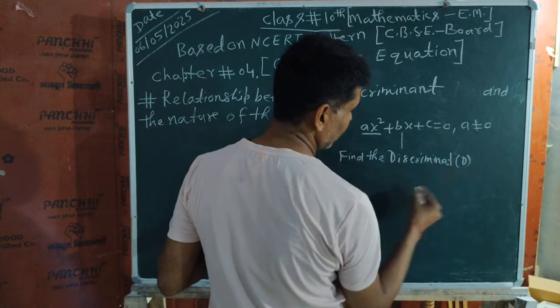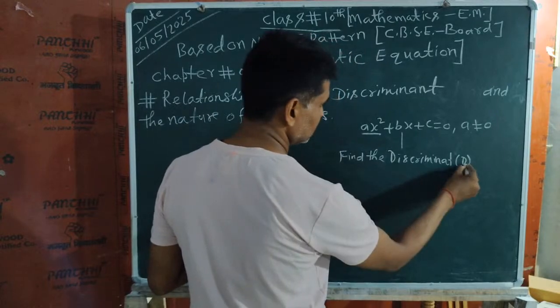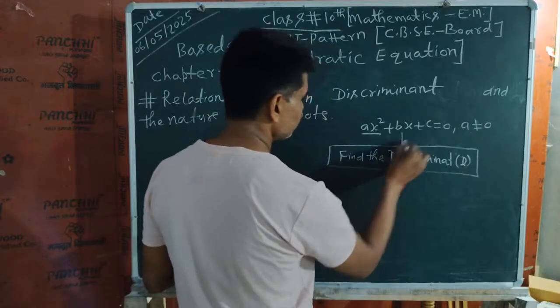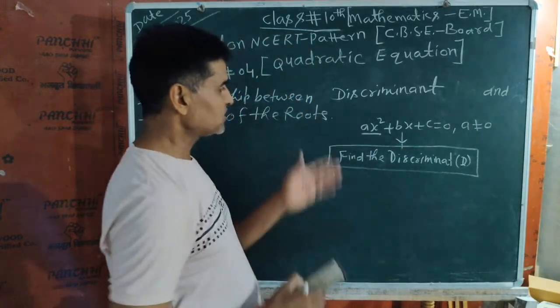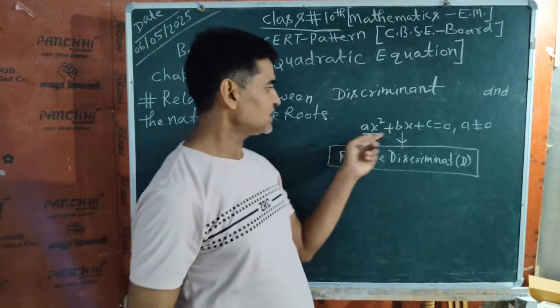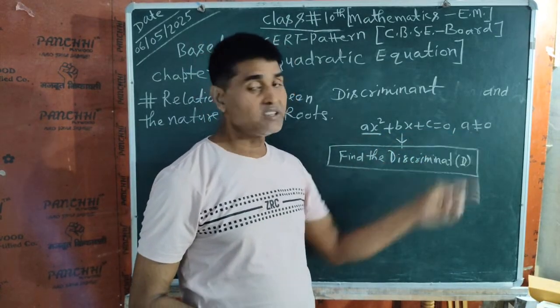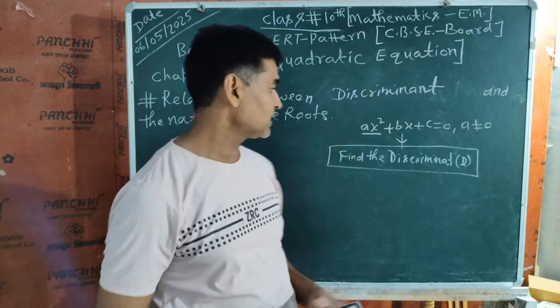In bracket I am writing D. D stands for discriminant. So I will say this is the step. First of all, I have to write ax square plus bx plus c, which is equal to 0. Now a cannot be 0. It means that this is a general quadratic equation.